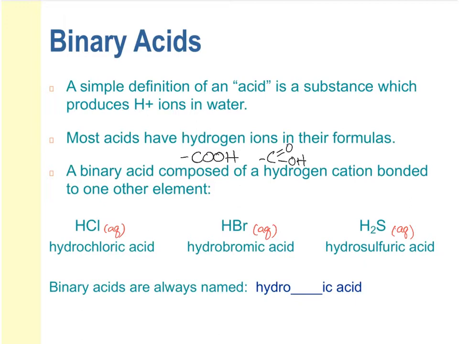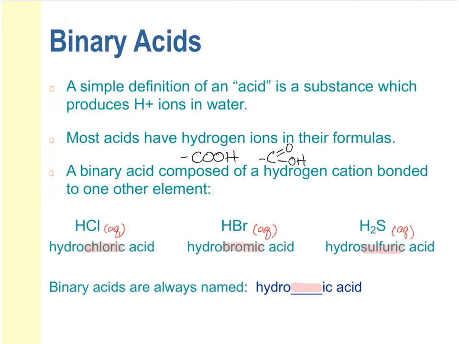So HCl is called hydrochloric acid. HBr is hydrobromic acid, and H2S is hydrosulfuric acid. Looking at those three names, you see a pattern. The binary acid's name will always take the form hydro-something-ic acid. And the thing that goes in the middle comes from the second element in the formula. If you had HI, aqueous, it would be hydroiodic acid. HF, aqueous, hydrofluoric acid, for example.